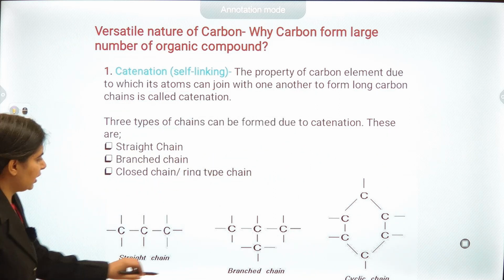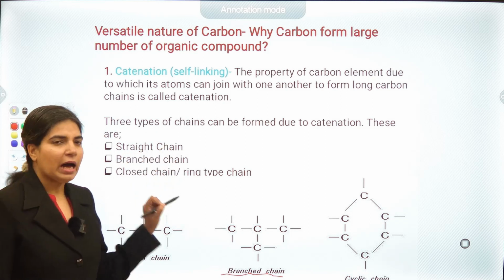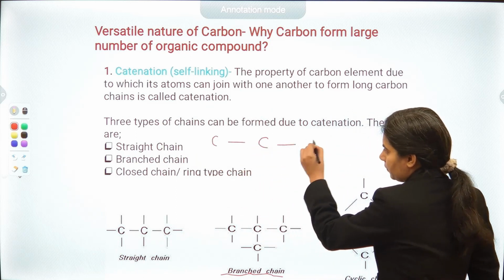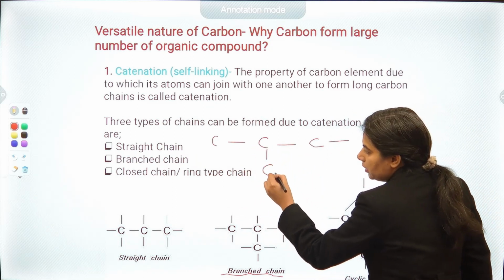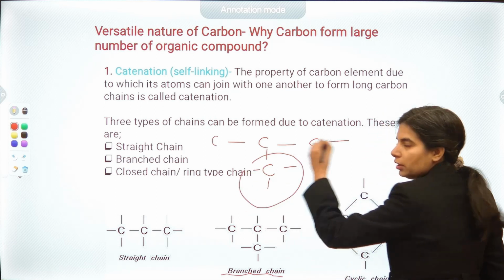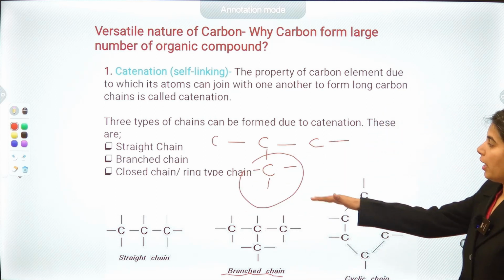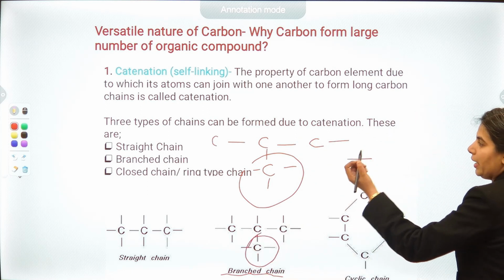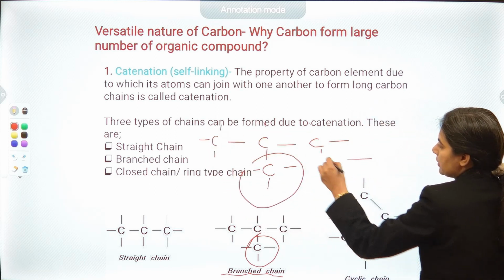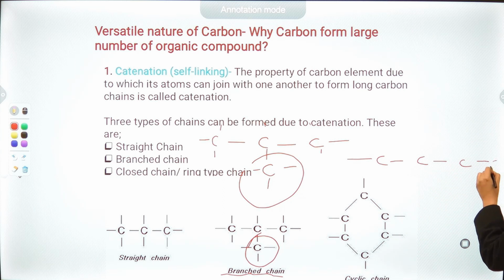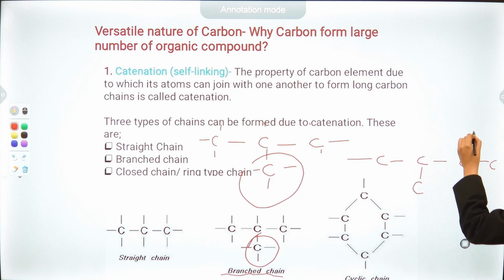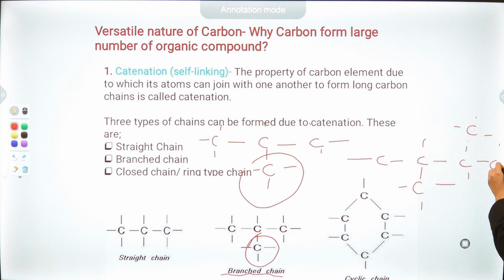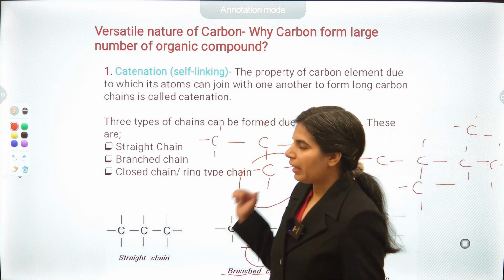Now, what happens in the case of a branch chain? Say this is our straight chain, and this will be part of our branch structure. So carbon here is forming a branch. It can form a branch anywhere, say here, here. This will also be included in our branch structure. So this is the branch chain structure.